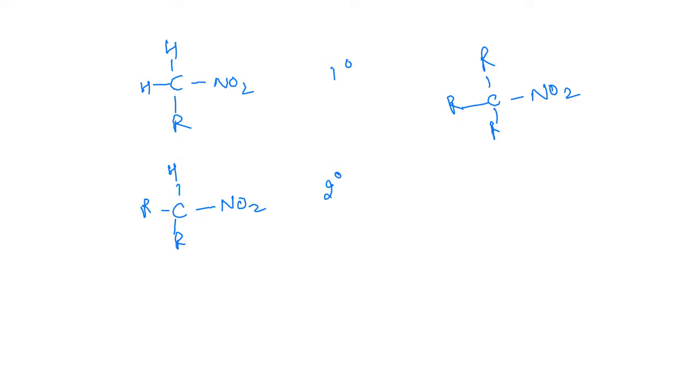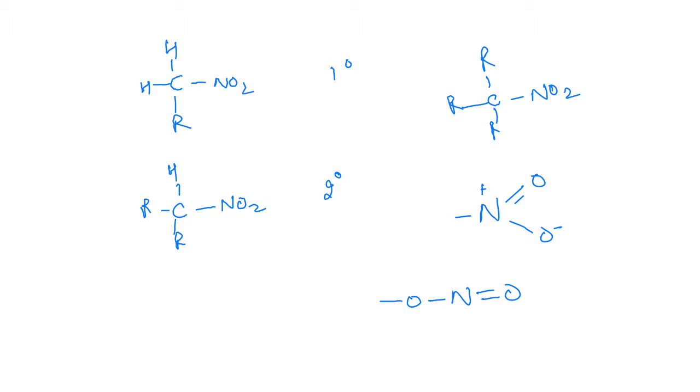After that, the isomers of the nitro group. Isomers of the nitro group means the isomeric forms of it. One is this: N with four positions, 1 2 3 4, where it becomes positive and negative. This is the nitro group, and it can also be written like this.